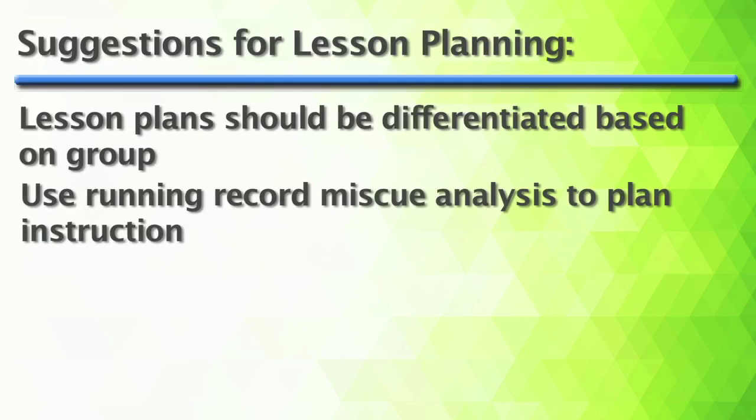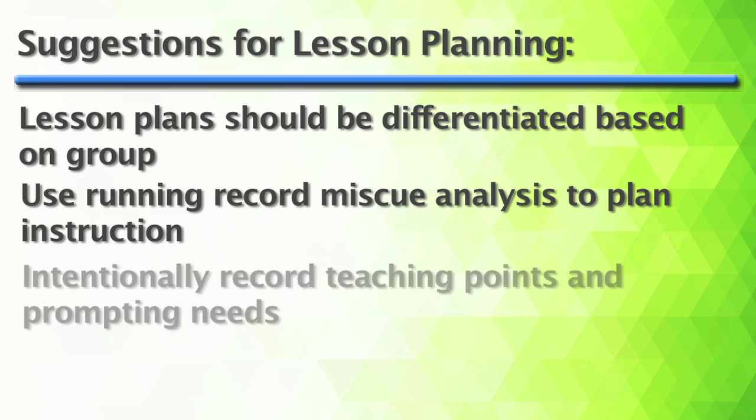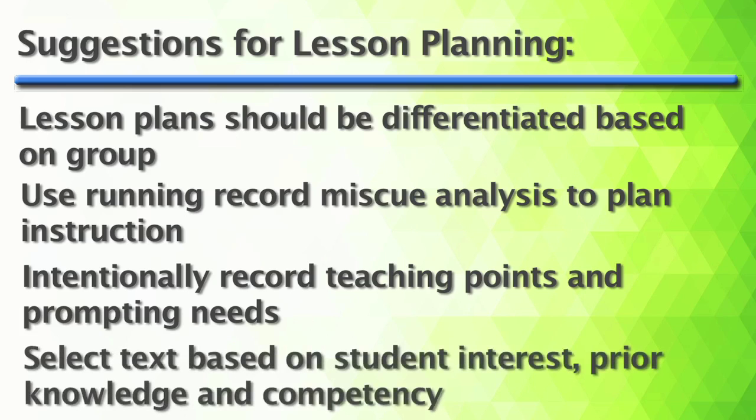Using running record miscue analysis to plan instruction for each group will help you to determine what the student controls and what you need to prompt for within the student's zone of proximal development. Intentionally writing this into the lesson plan allows the teacher to stay on target with teaching points and prompting. It is also important to remember texts must be selected based on student interest, prior knowledge, and competency.